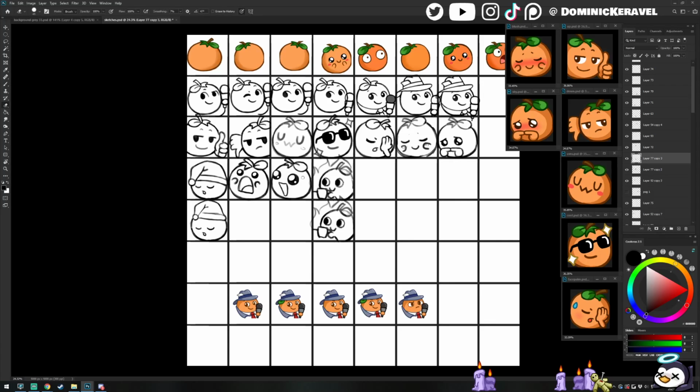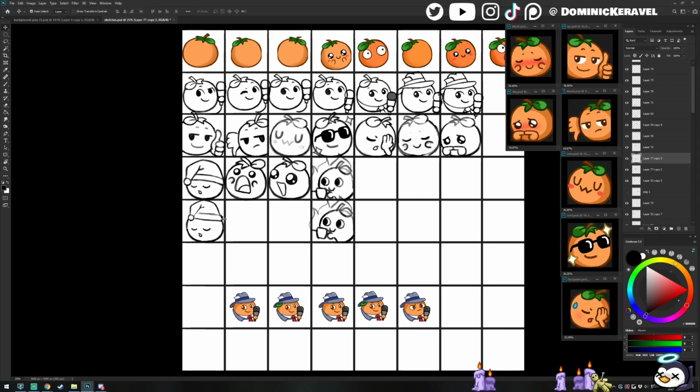But today we're just making cute oranges. I'm having dilemmas with the sleepy one.